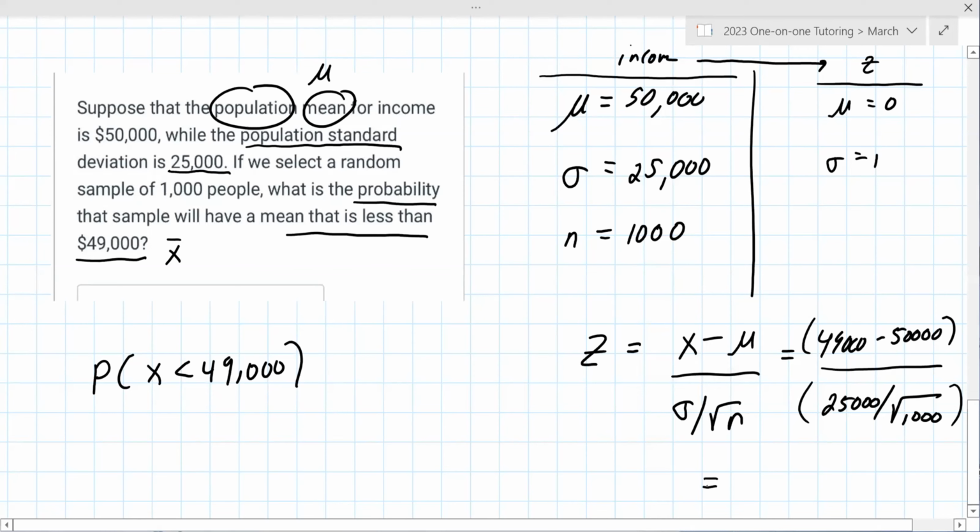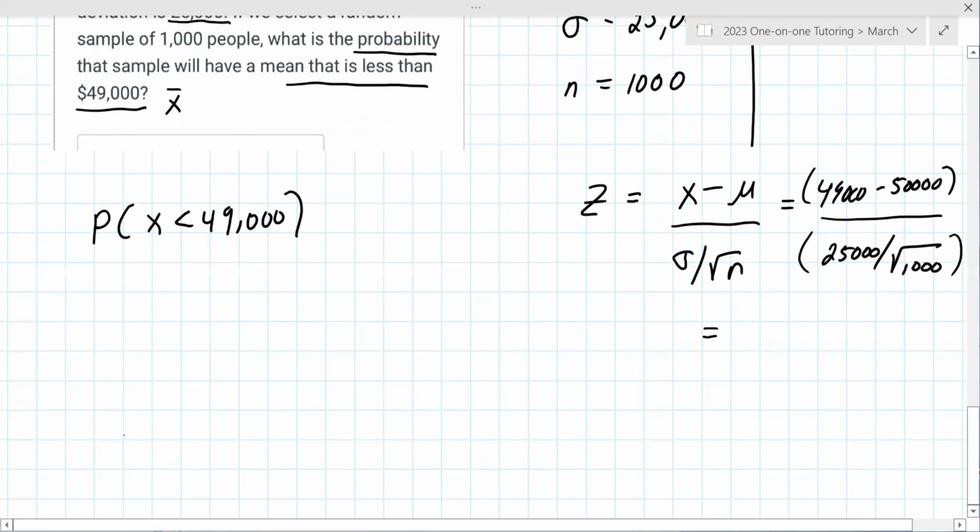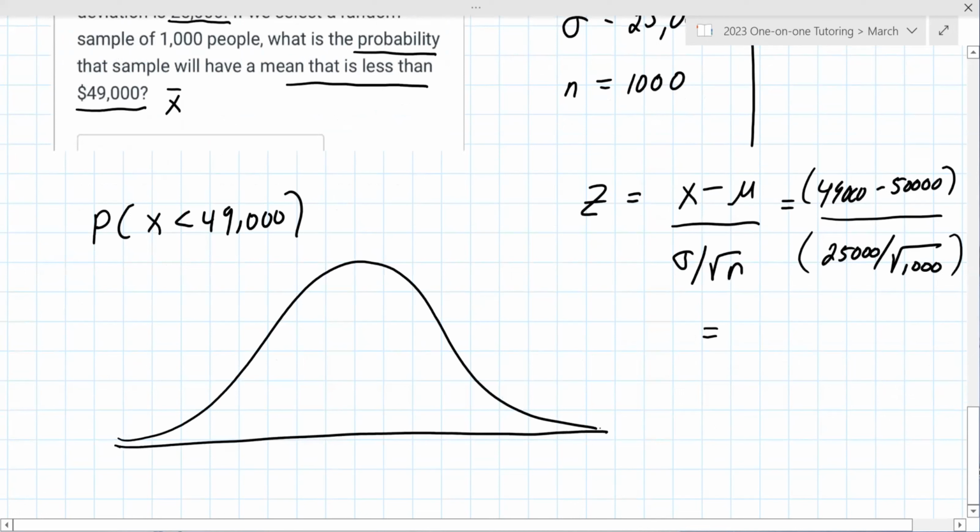And go to 2 decimal places on this. So -1.26. Okay. So on your Z, 0 is right in the middle. That's what you were just asking. -1.26 is somewhere over here. I'm only drawing the picture because I want you to see the area and the curve.